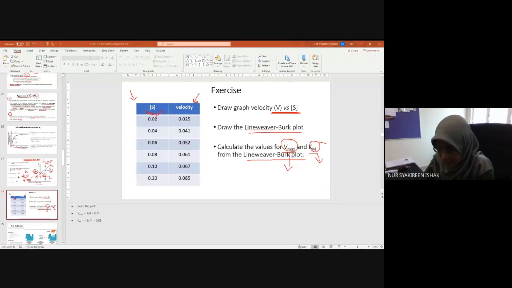Ingat je kalau untuk Lineweaver-Burk plot awak kena 1 over kan setiap value tu. Baru awak boleh dapat a straight line.